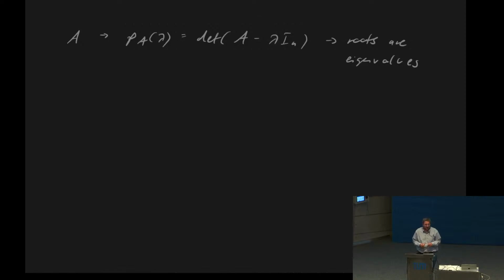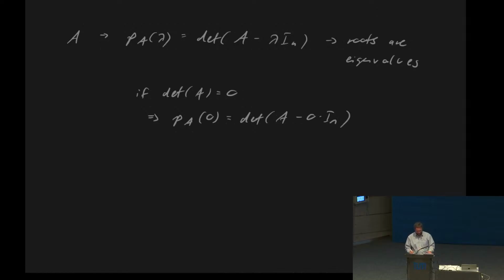Right? That means the determinant of A doesn't have to be 0. What we are looking for is the lambdas for which this determinant is 0. What that means is, if the determinant of A happens to be 0, then of course that means PA of 0, which is the determinant of A minus 0 times something, would be 0. So in other words, 0 is an eigenvalue then.